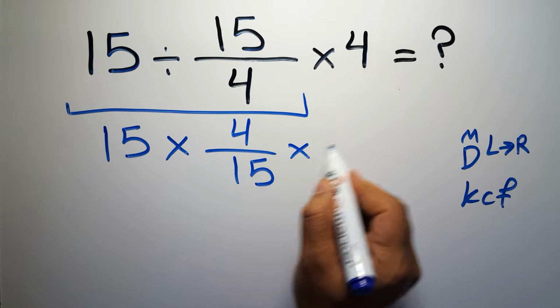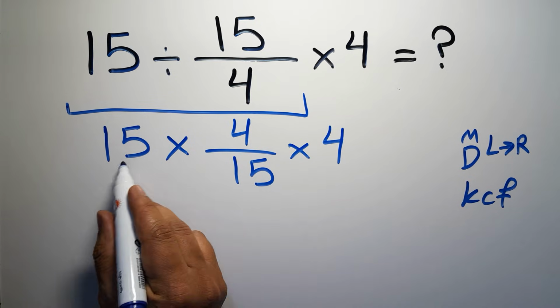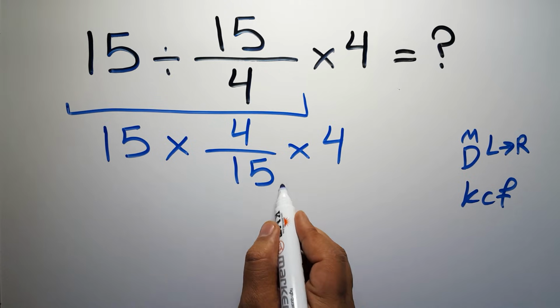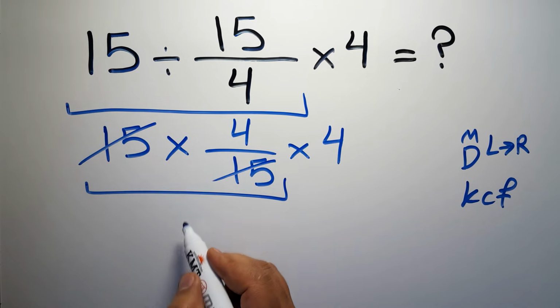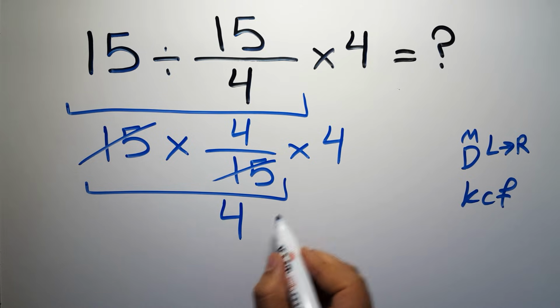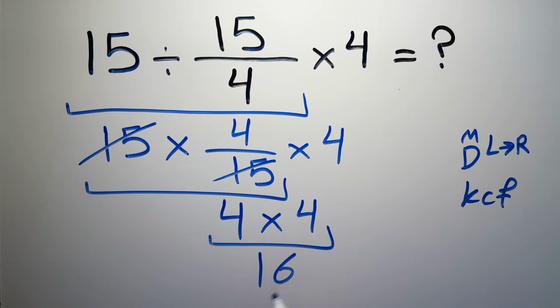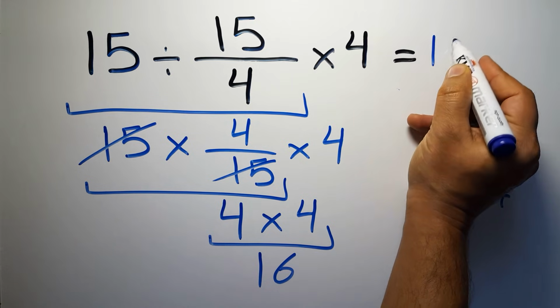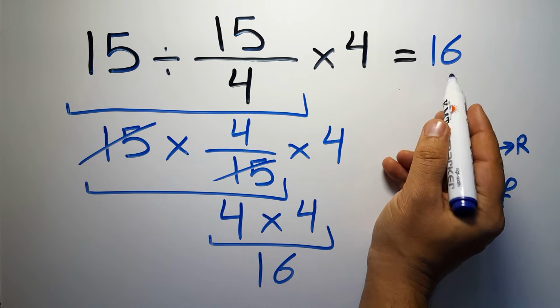Then times 4. No, first we do this multiplication. 15 times 4 over 15. We can easily cancel this 15 and this 15. So here we have just 4. And the 4 times 4 is just 16. And this is our final answer to this problem. The correct answer is 16.